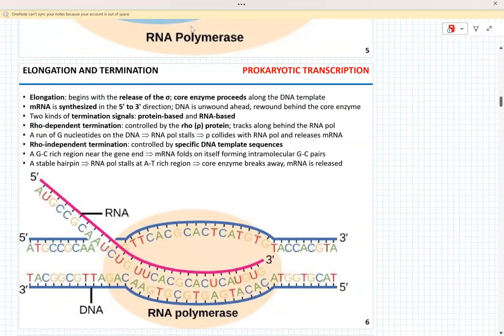The process of transcription itself, the process of RNA synthesis, is called elongation. For elongation to start, RNA polymerase releases the sigma factor, and the core enzyme then moves along the DNA template, transcribing the template strand into an mRNA molecule. This mRNA molecule is synthesized in a 5' to 3' direction. Ahead of the transcription bubble, DNA is unwound, and it is rewound back behind the core enzyme.